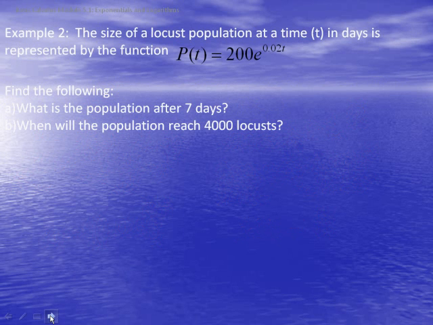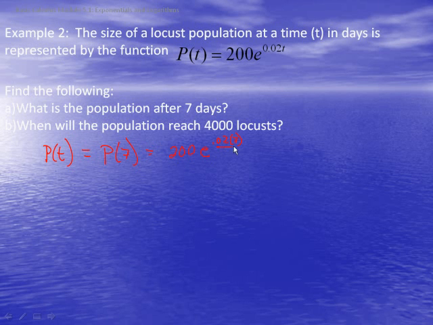Example 2. The size of a locust population at a time t in days is represented by the function p of t is equal to 200 e to the 0.02t. Find the following. What is the population after 7 days? Well, the population is p of t, and we are going to find p of 7, which will be equal to 200 e to the 0.02 times 7.